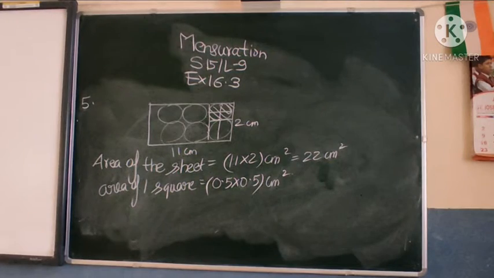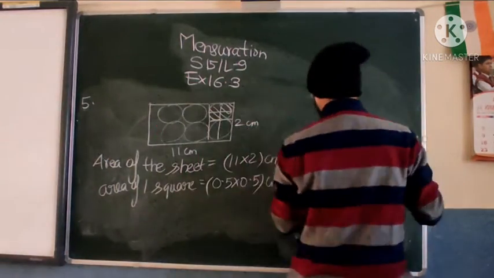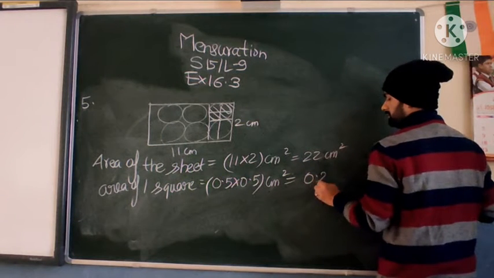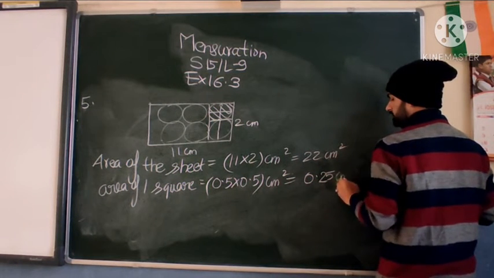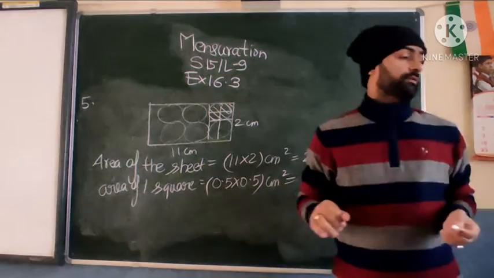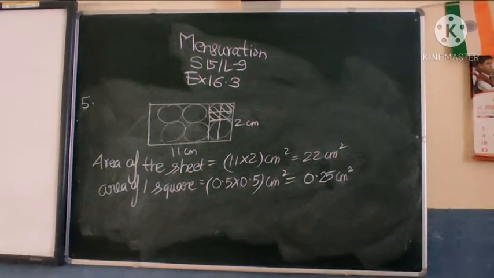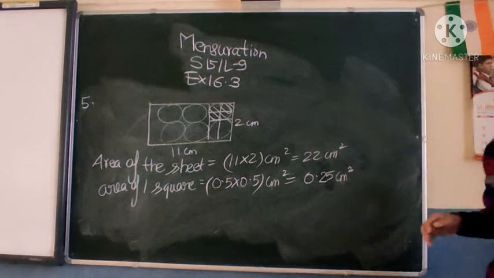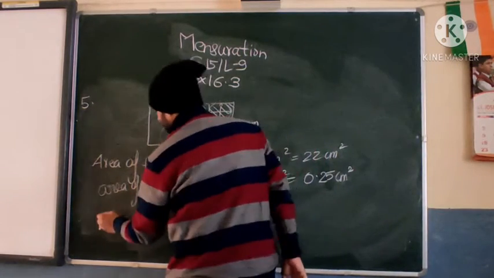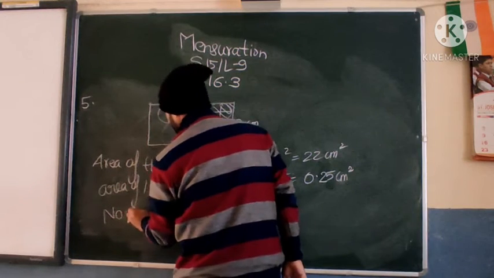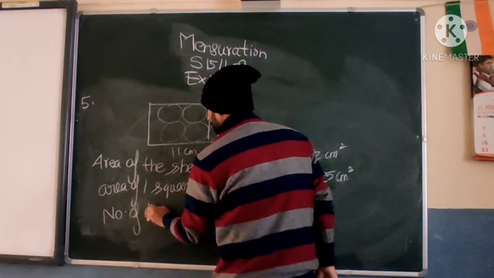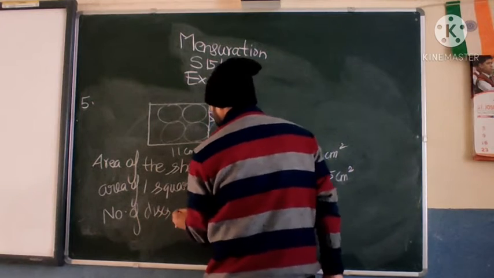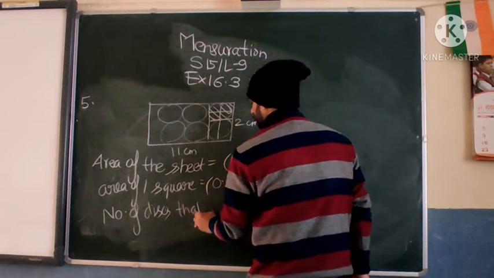Okay. So what we'll do? It is 0.5 into 0.5, which is 0.25 centimeter square. That means what are they asking now? They are asking the number of circles. So the number of circles will be how much? It will be the number of squares that can be cut.